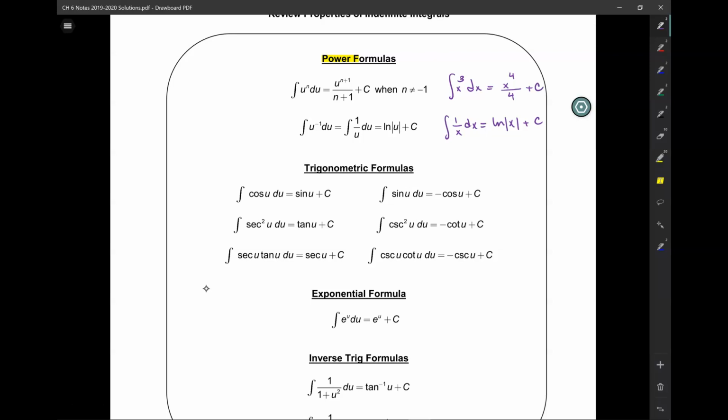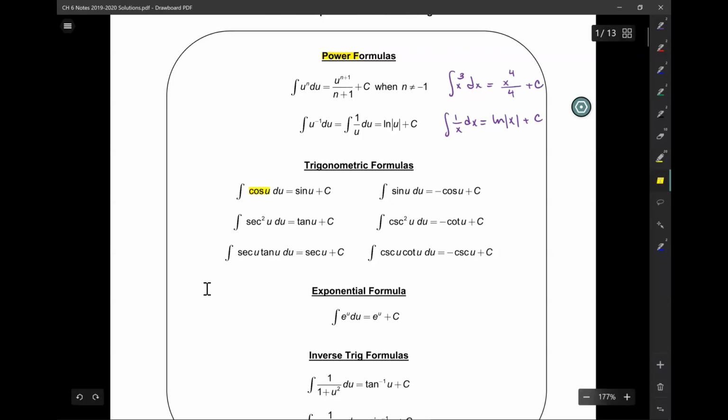the trig formulas. You have to know all of them, right? 99% of the time. So cosine, the integral of cosine is sine. And remember, in this case, the integral of sine is the negative cosine. Remember that it's because if you're trying to go backwards, the derivative of cosine has opposite sign, so you have to put a negative in front of here, whereas the derivative of sine is cosine.